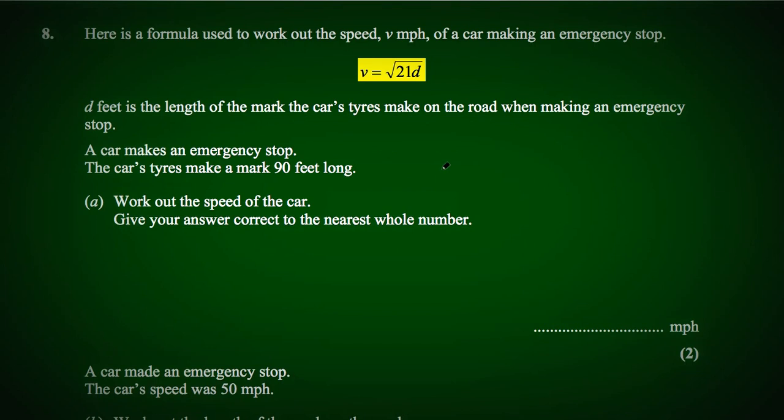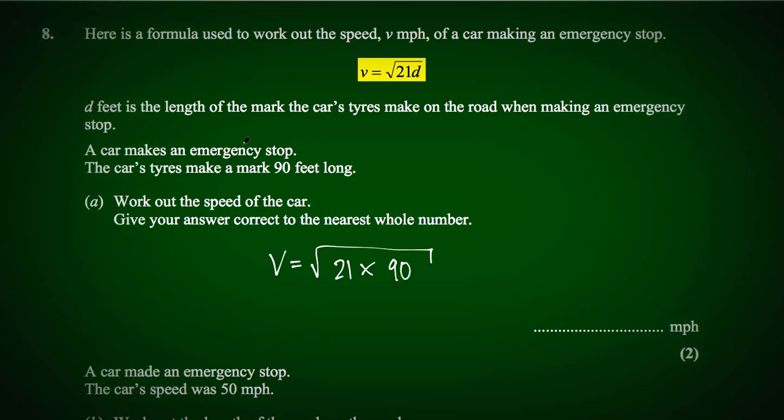Question eight. Here is a formula used to work out the speed, V, of a car making an emergency stop, so V for velocity, presumably. D feet is the length of the mark the car's tyres make on the road when making an emergency stop. A car makes an emergency stop, and the car's tyre marks make a mark 90 feet long. Work out the speed of the car, giving your answer correct to the nearest whole number. So V equals the square root of 21 times D, which in this case is 90.